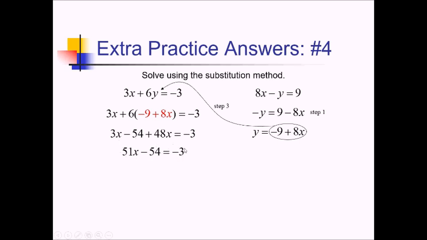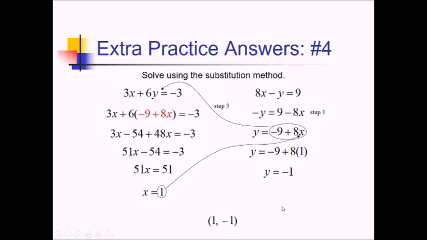And then adding 54 to both sides, that's going to be positive 51 on the right side. And that works out pretty well. So x is just going to be 1. Now to find y, I plug 1 in for x over, well, any of these equations is fine, but how about this one where y is already by itself? So we have y equals negative 9 plus 8 times 1. So basically negative 9 plus 8, which comes out to negative 1. And that gives me the final answer of 1 comma negative 1.